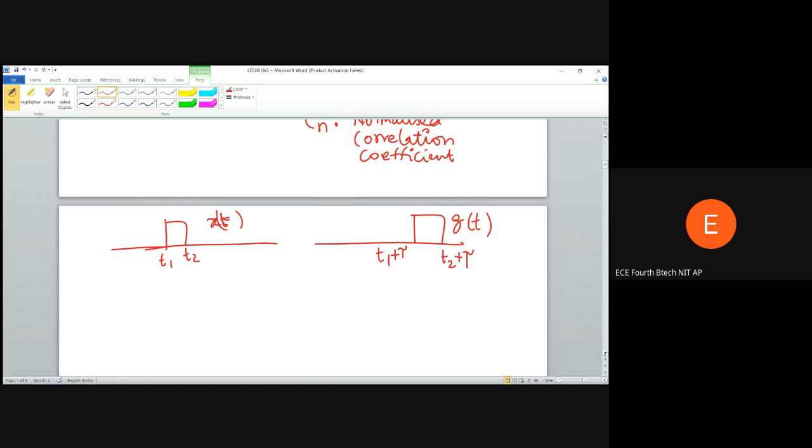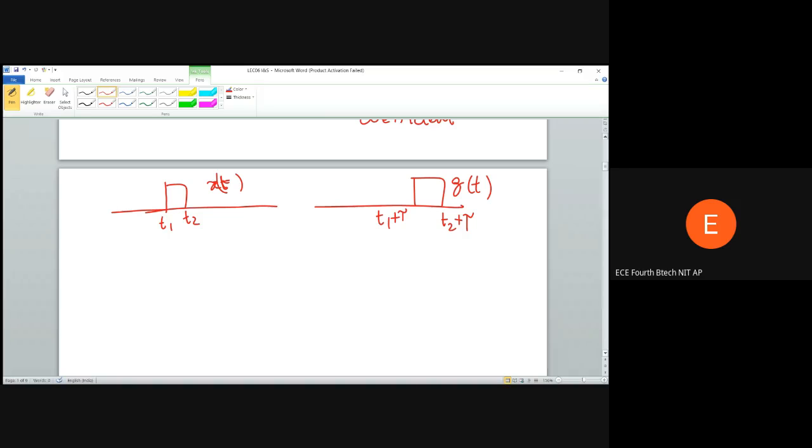And if I try to calculate the normalized correlation coefficient, that means Cn is equal to 1 upon root Ex Eg, where Ex and Eg are the energies of the signals, let this be 1 and let this also be 1, times the integral from minus infinity to infinity of x of t g of t dt, which gives some energy. If I substitute, we multiply x of t and g of t.